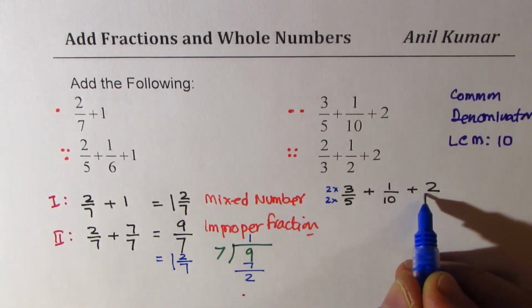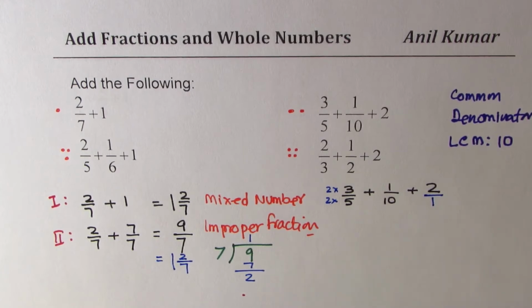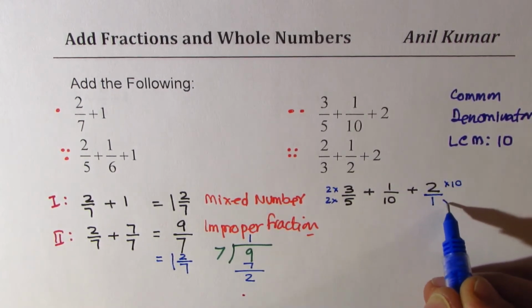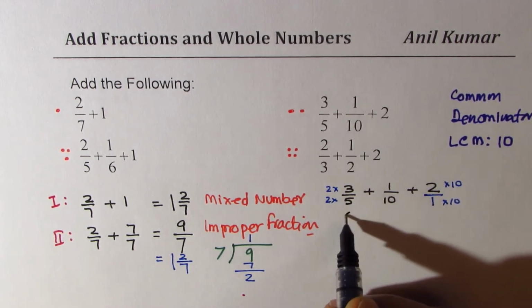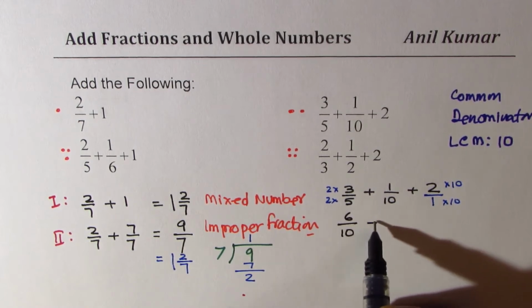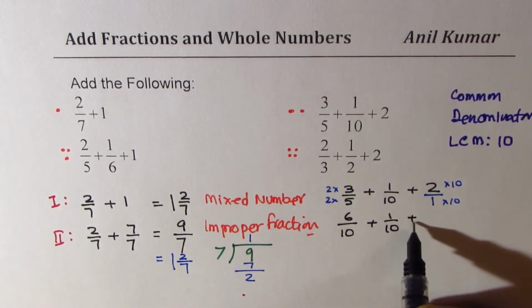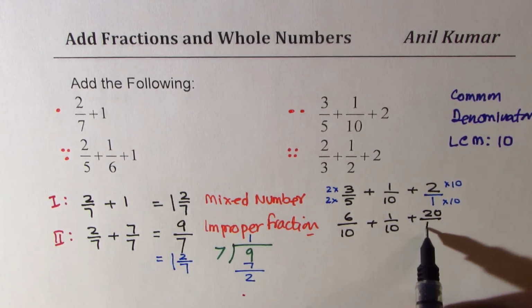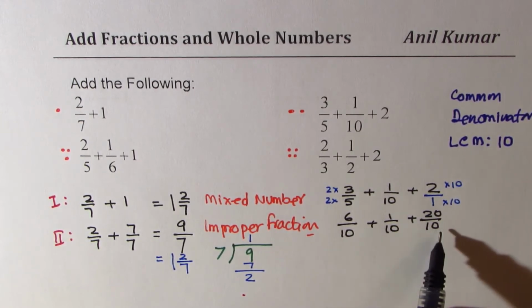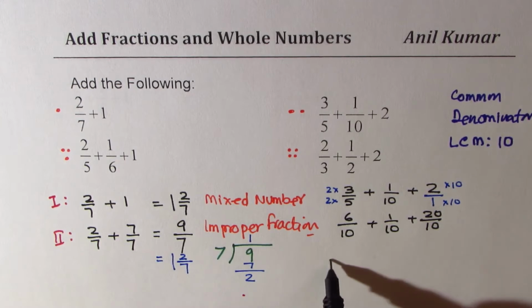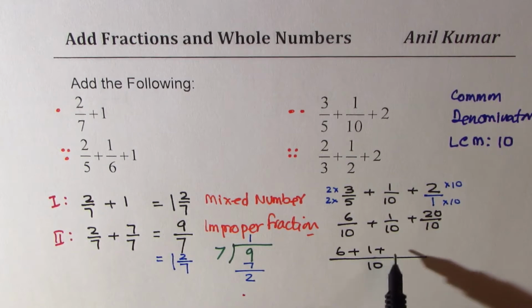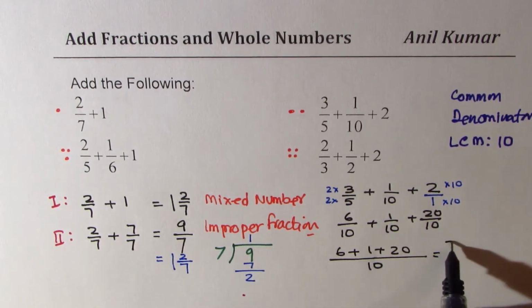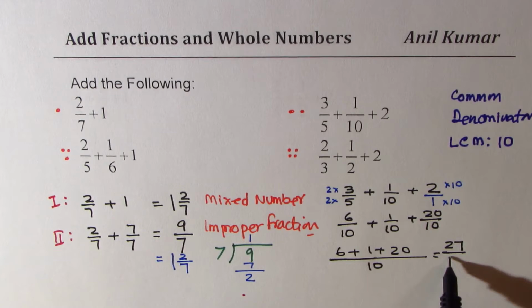And here it is kind of 2 over 1. So I have to multiply this by 10. Do you see that? So what we get here is 3 times 2 is 6, 5 times 2 is 10. We already have 10 here in the denominator. We could write this as 20 over 10. Now, since we have the same denominator, I could add all these numbers. So we have 10 as common denominator. We're just going to add 6, 1 and 20. So what we get here is 27 over 10.